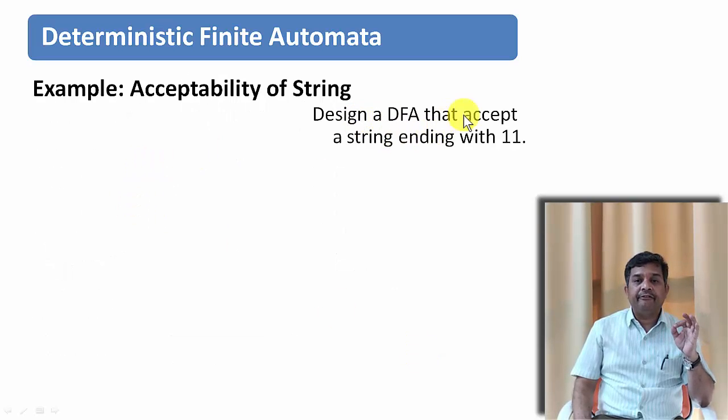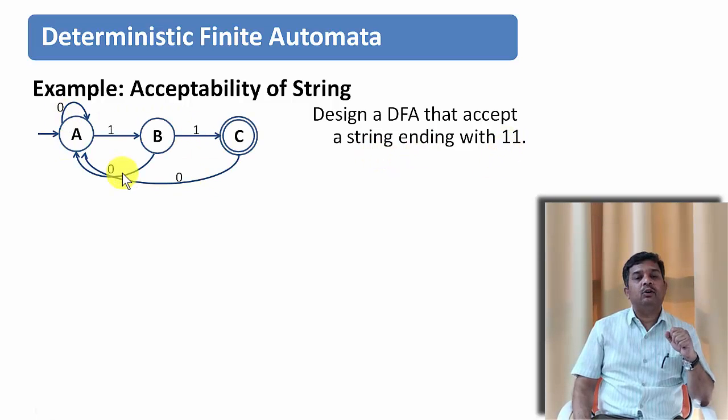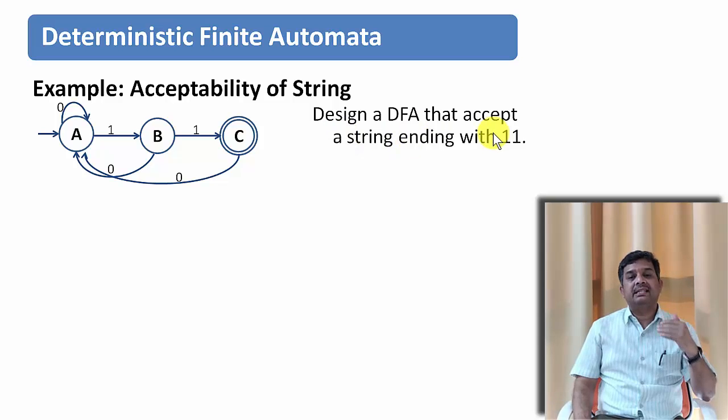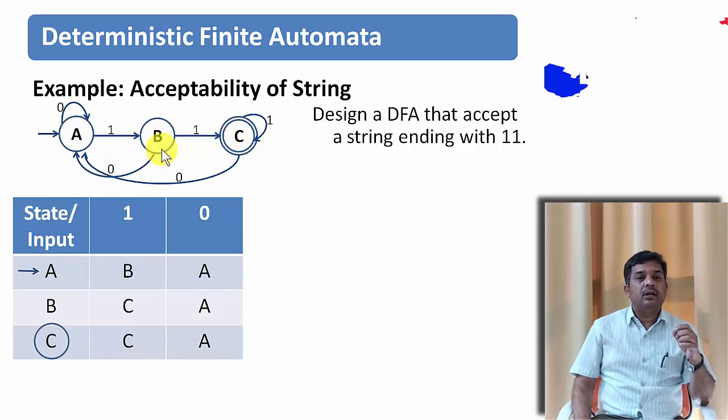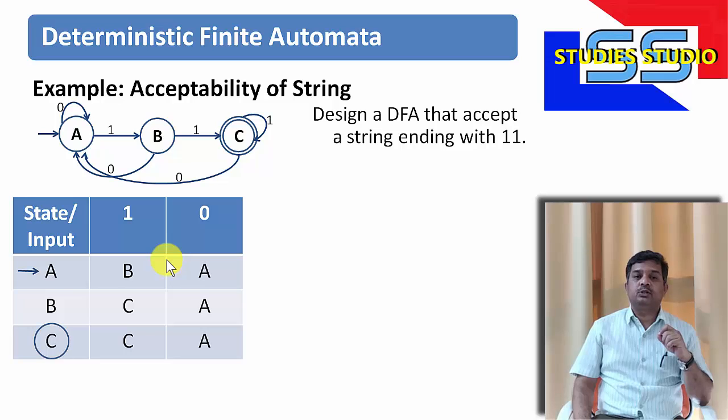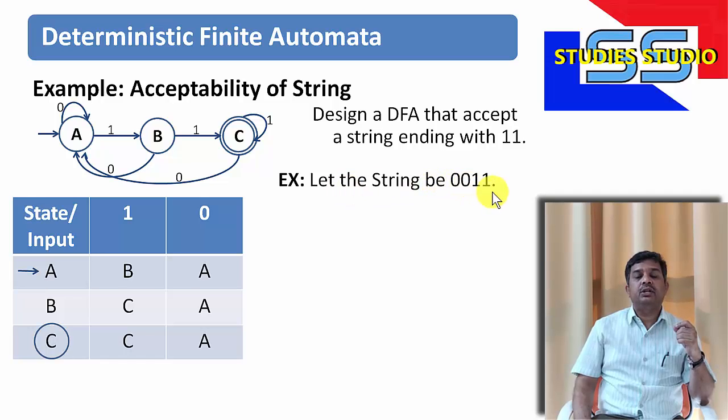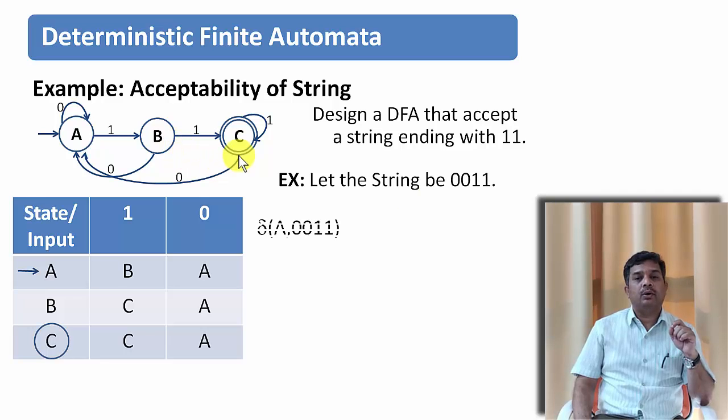Design a DFA that accepts a string ending with 1, 1. So this is the finite automata that I'll get, which will accept all the strings which end with 1, 1. I want to check its acceptability. The corresponding transition table is this one. It means on A, if input 1 is given, it will go to B, and on A, if input 0 is given, it will go to A. Now let us check the string 0011 whether this string is accepted by this finite machine or not.